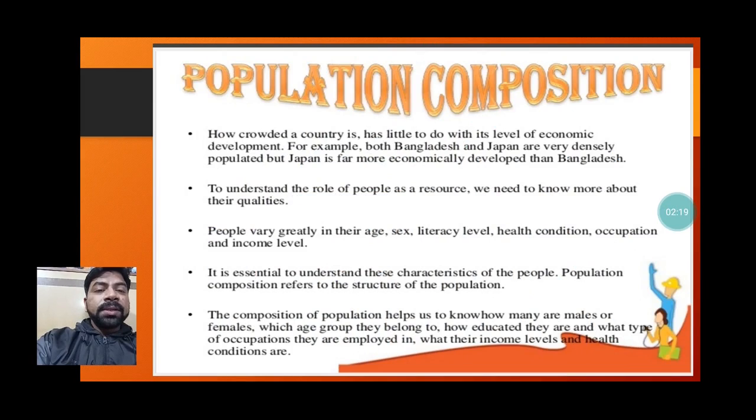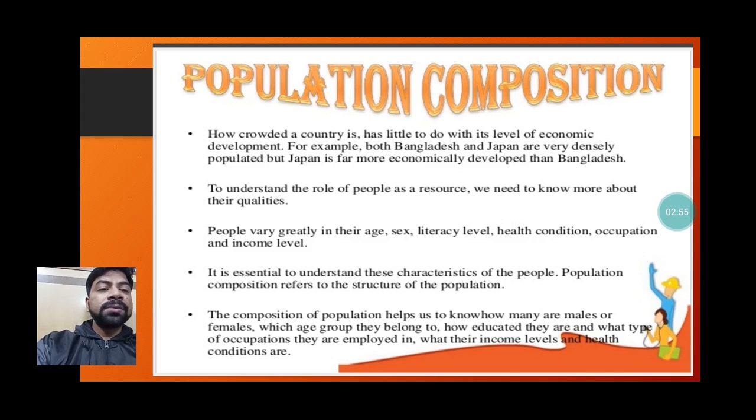Population composition: how crowded a country is has little to do with its level of economic development. For example, both Bangladesh and Japan are very densely populated, but Japan is far more economically developed than Bangladesh. To understand the role of people as a resource, we need to know more about their qualities. People vary greatly in their age, sex, literacy level, health condition, occupation and income level. It is essential to understand these characteristics of the people.